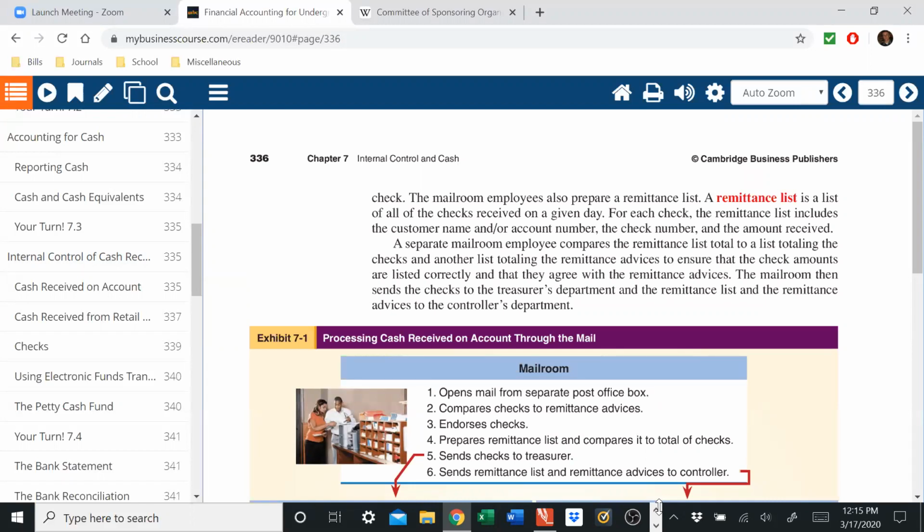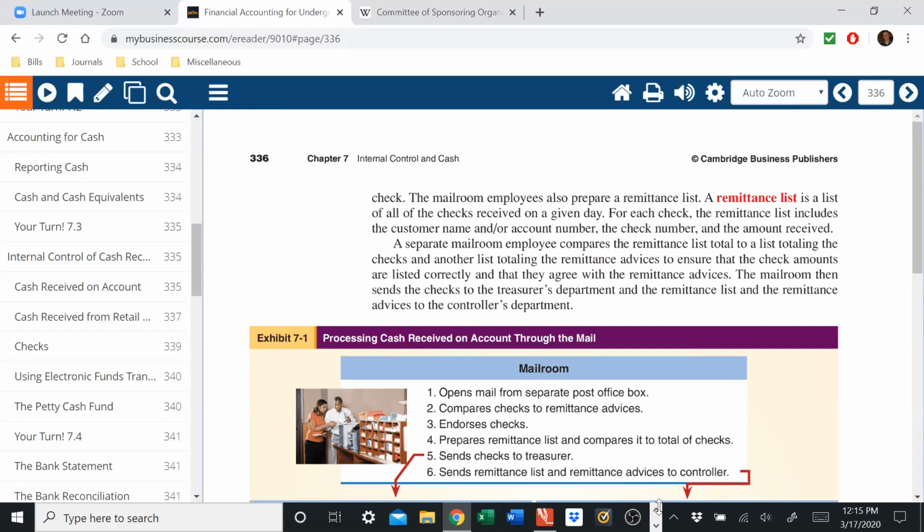The mailroom employee will also prepare a remittance list. A remittance list is just a summary of all the remittances. It's a summary of all the checks received. For each check, the remittance list will include the customer name and/or account number, the check number, and the amount of the check.